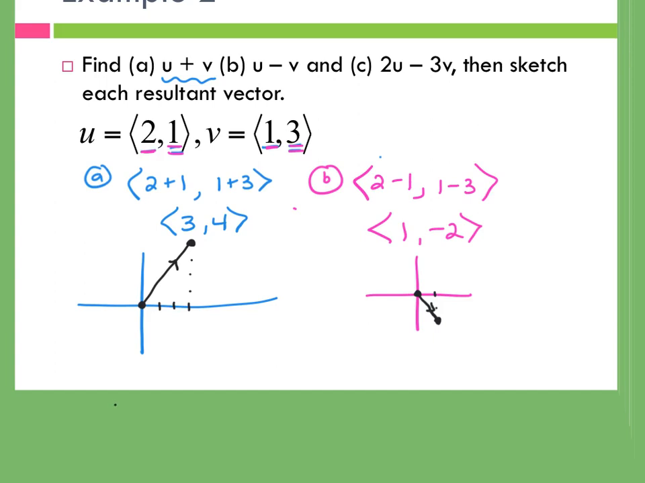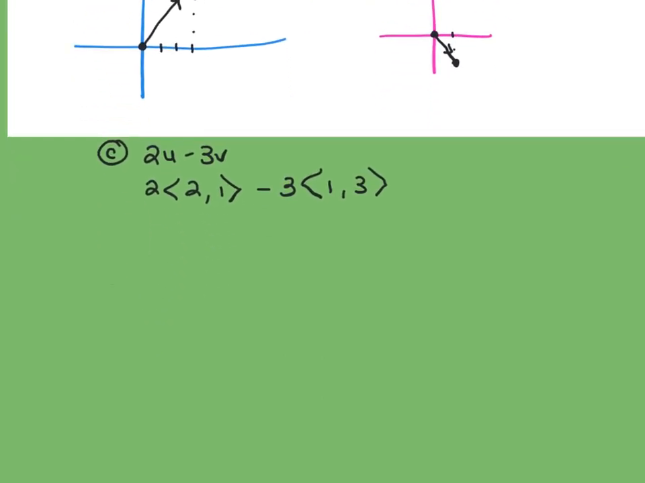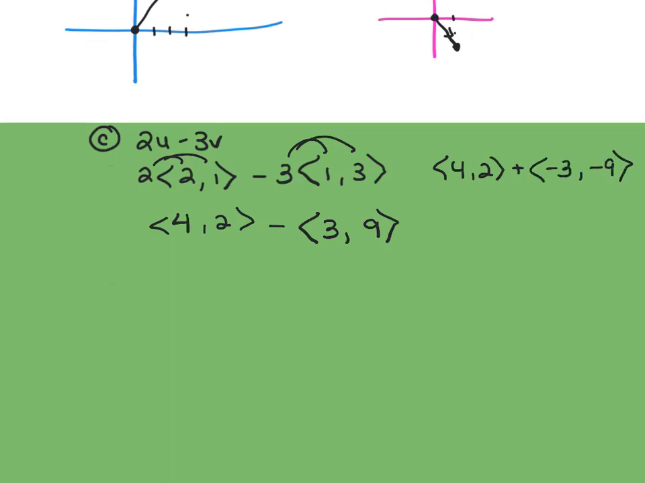And then C is 2u minus 3v. So we've got a scalar and the difference. I'm going to take the 2 and multiply it in on u. Subtract from it 3 times v. Distribute this to both. I get 4, 2. Minus, I'm going to distribute then positive 3, so it's 3, 9. If I had distributed a negative 3, it would have been 4, 2, and then it would plus negative 3, negative 9. So you can choose either way, it's the same answer.